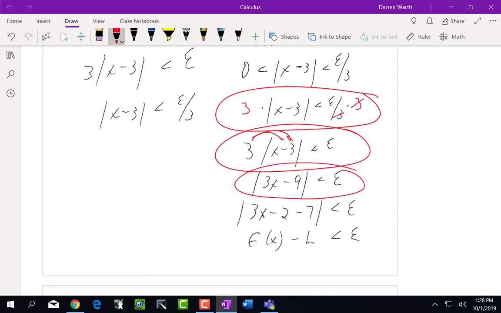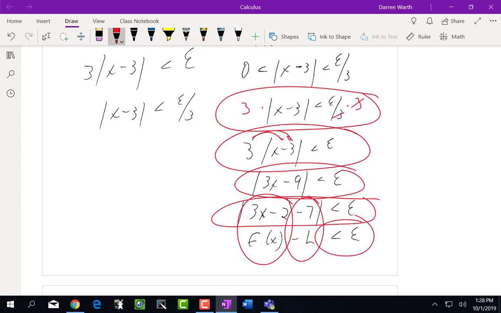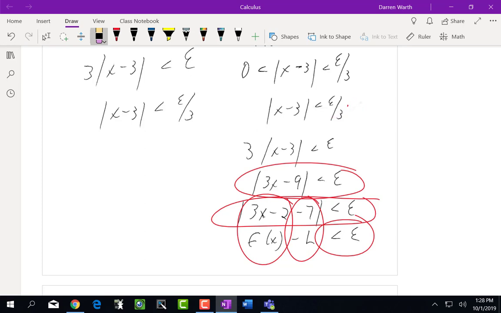Now rewrite it, so it is the absolute value of 3x minus 2 minus 7 is less than epsilon, which just shows you that my f of x, which is 3x minus 2, minus my L, which is 7, is less than epsilon. And now I've worked from one side to the other. I've shown that my x's equal my y's, and my y's equal my x's.